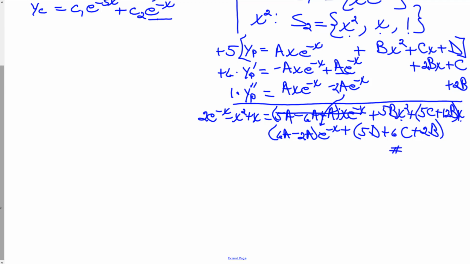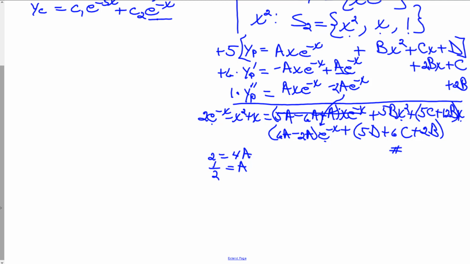So to find the values, all we're going to do is match coefficients. So let's start by matching the coefficient of e to the negative x on the right with the coefficient of e to the negative x on the left. So 2 on the left equals 6a minus 2a, which is 4a. Solving that equation gives a equals 1/2. So that's taken care of.